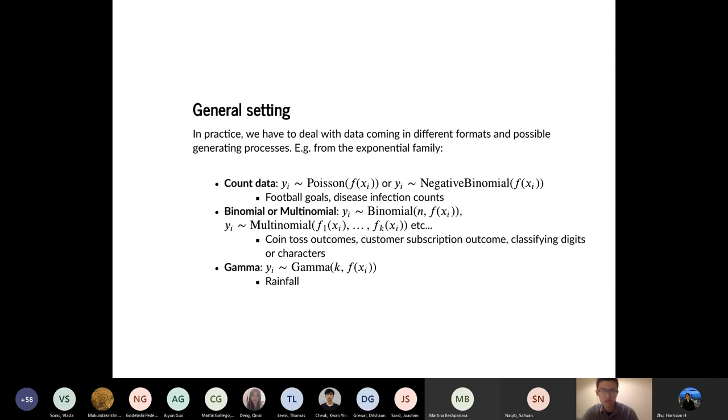Also, if we want to predict the volume of rainfall on a particular day in a particular area, people usually use a gamma model for that problem. So there are different models for different problems, which is essentially what I was trying to say. So if we go to the next slide.